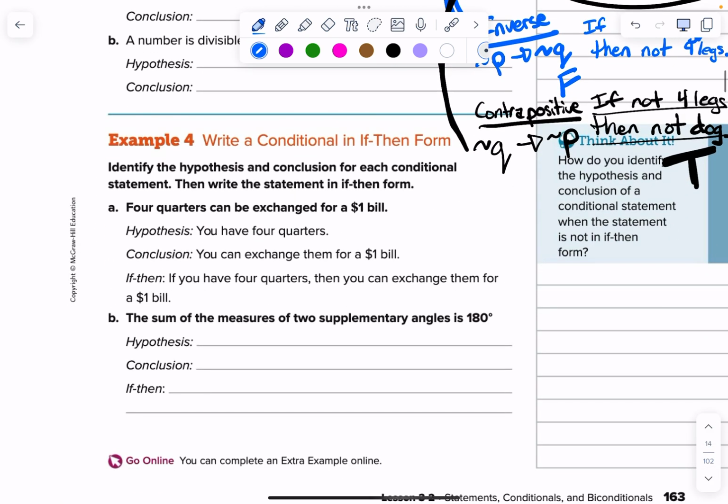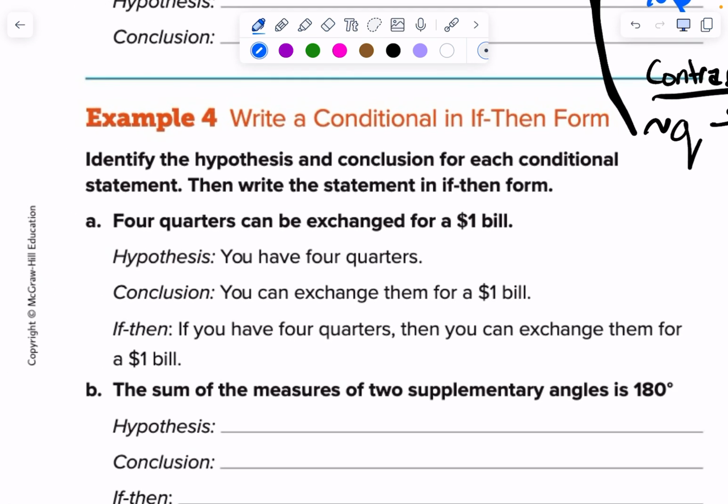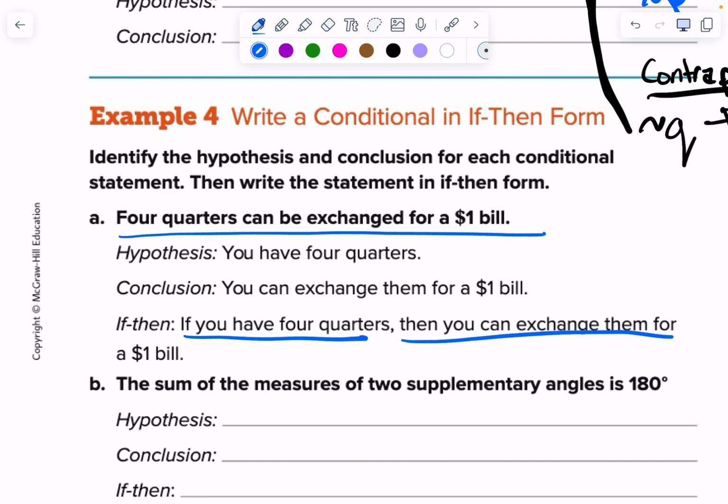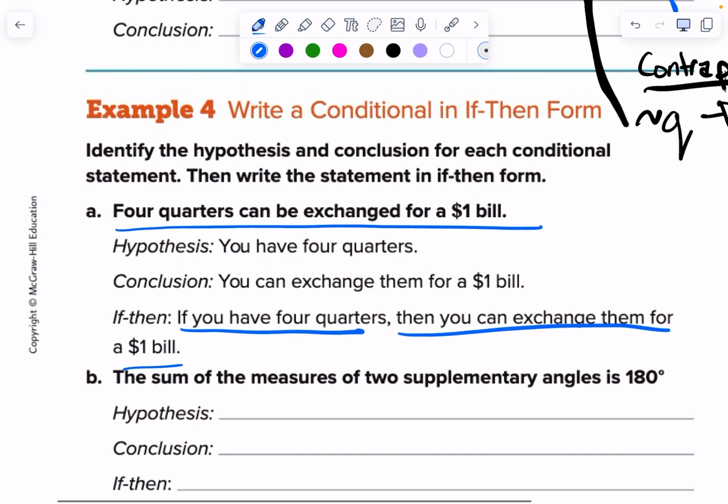Go to 4. Write the conditional in if-then form. 4 quarters can be exchanged for a $1 bill. They wrote that in if-then form. They said if you have 4 quarters, then you can exchange them for a $1 bill.